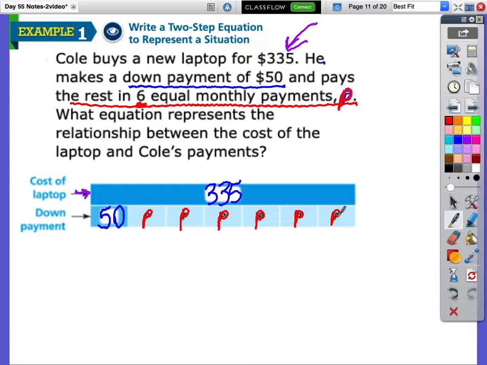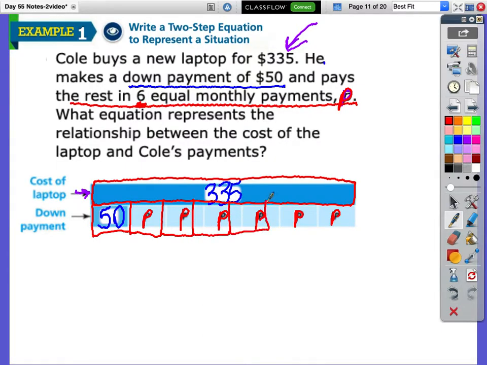Okay, do you see this breakdown? This whole amount of $335, which is the whole cost of the laptop, is going to be made up of whatever he made a down payment of, plus this monthly payment, and this one, and this one, and this, and this, and this. Okay?